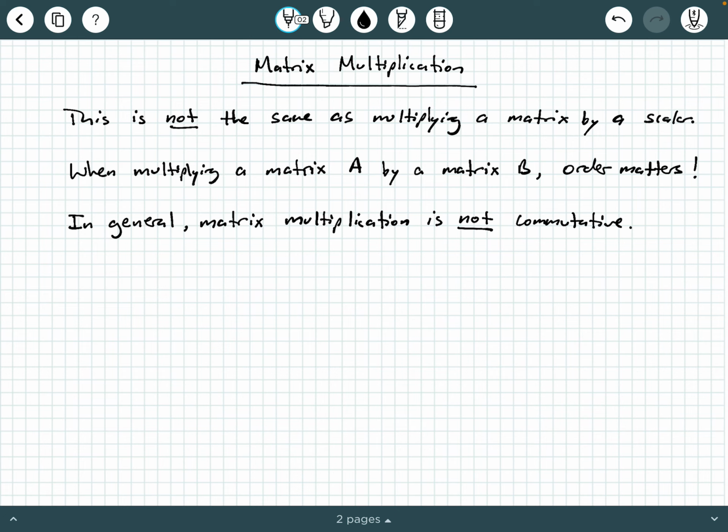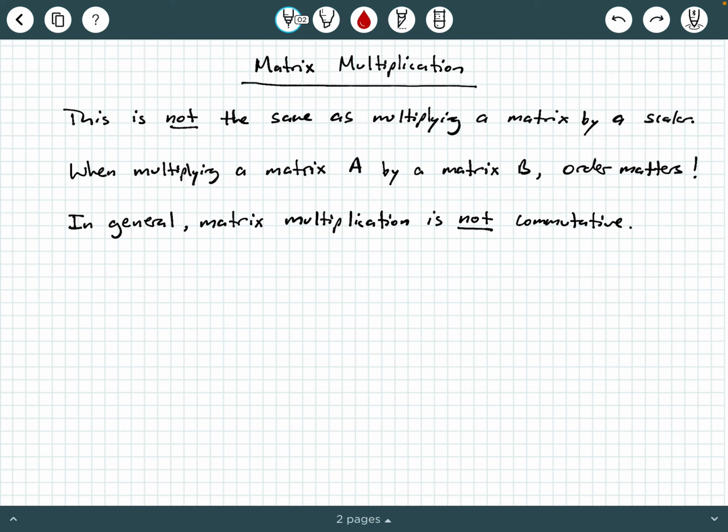Well, in general, if an operation is commutative, specifically like scalar multiplication is considered commutative, that means if you say A times B for two real numbers A and B, that would equal B times A, right? So think about it, 2 times 3 is 6, 3 times 2 also 6. But when multiplying one matrix by another matrix, in this case, matrix A by matrix B, matrix A times matrix B will not equal matrix B times matrix A.